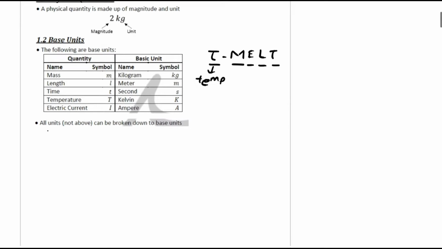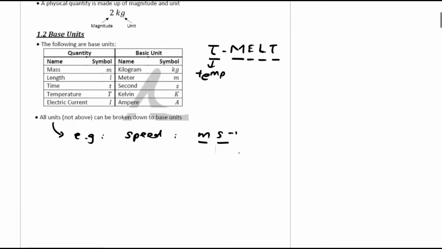Then let's see here. All units except the 5 units above can be broken down to base quantities. So for example, let's say we talk about the units of speed. You know, speed is meter per second. So we can break it down to meter and second as 2 parts, so length and time.